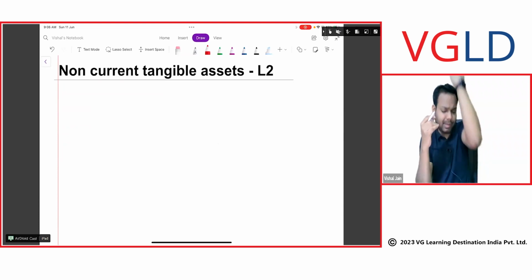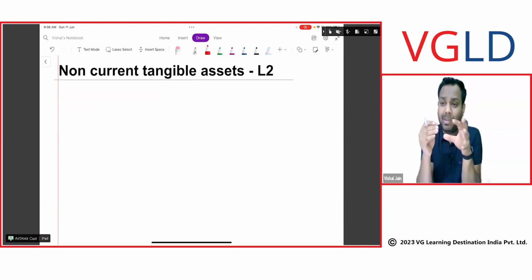Now, as I discussed, in the measurement principle we have to discuss the initial measurement, the measurement on the date of purchase of the asset, and the subsequent measurement. Initially the asset has to be measured at its cost, and subsequently the asset can be measured at the cost model or revaluation model, which we have not discussed so far. Now, we were discussing in the previous class what is the meaning of cost.